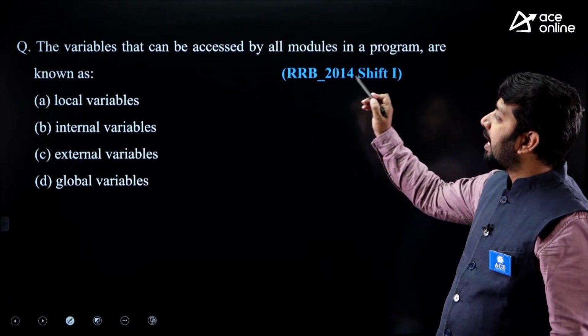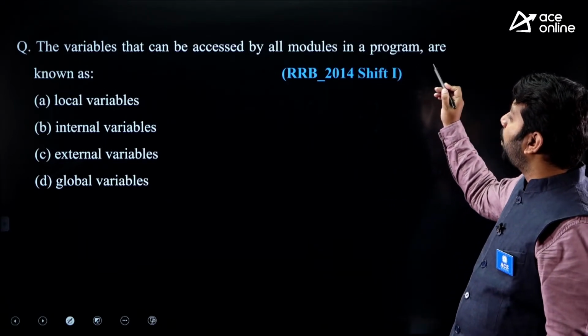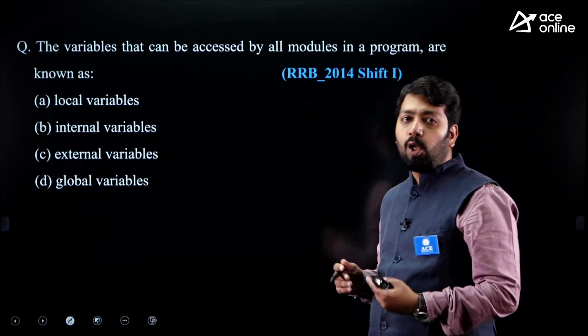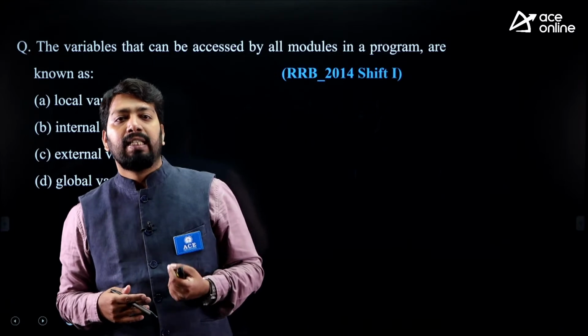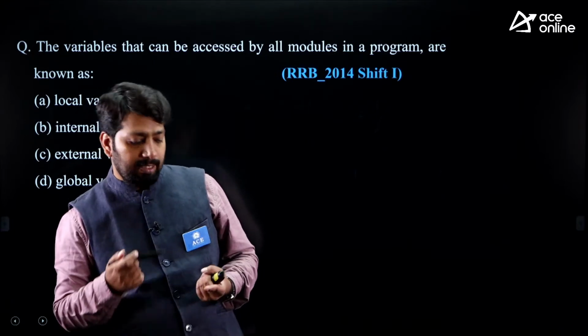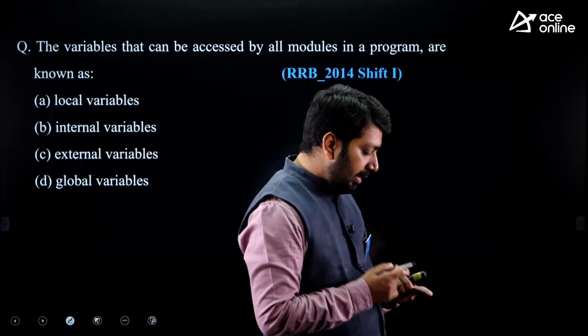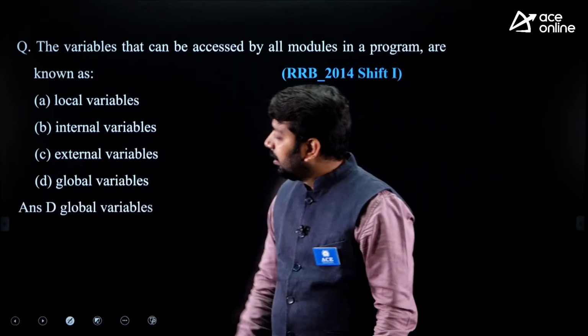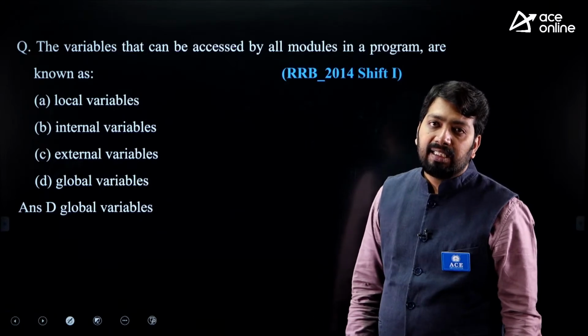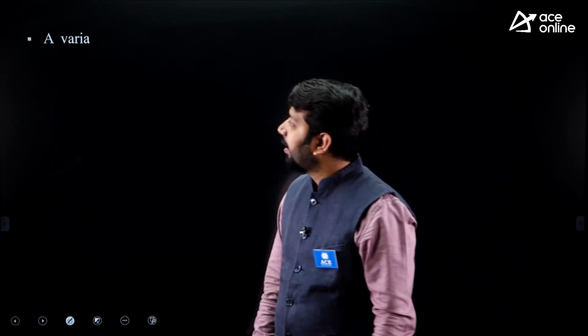The variable that can be accessed by all modules in a program. That means all modules, all the functions, can access a particular variable. Then what kind of variable? Either local, global, static, auto, register. Tell me which one. Answer is global variable. Answer is global variable. Fine.